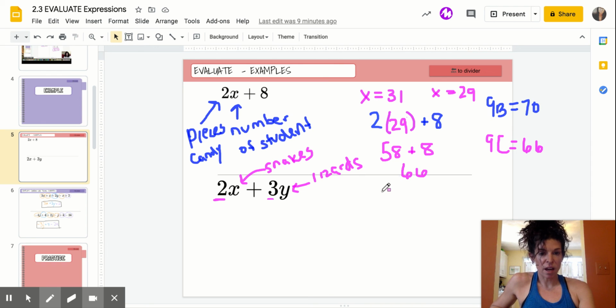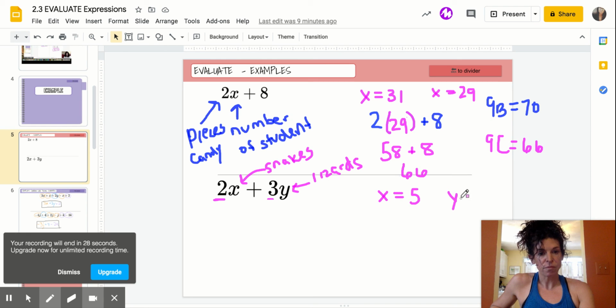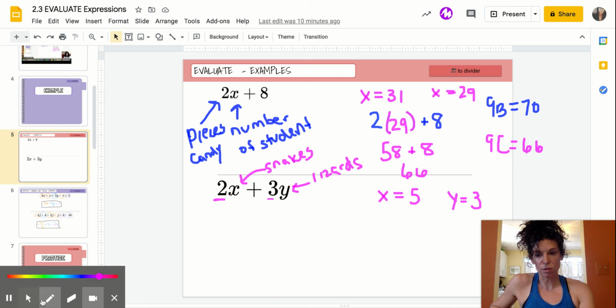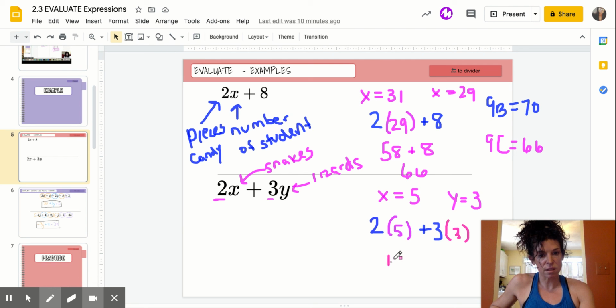So they eat 3 rats a week. So what if my X equals my number of snakes? What if I have 5 snakes and I have 3 lizards? Let's substitute. Instead of the X, we're going to put a 5. Instead of the Y, we're going to put a 3. And we're going to do the same thing. We're just going to do the calculation. 2 times 5 is 10, 3 times 3 is 9. How many rats am I going to need? 10 plus 9, I need 19 rats to feed those reptiles.